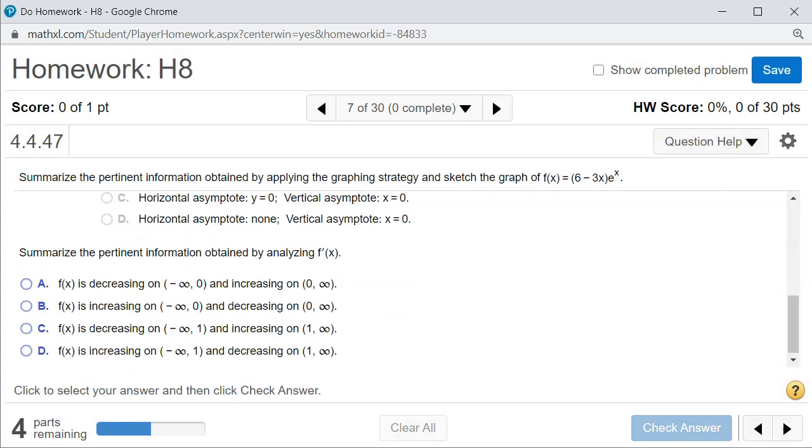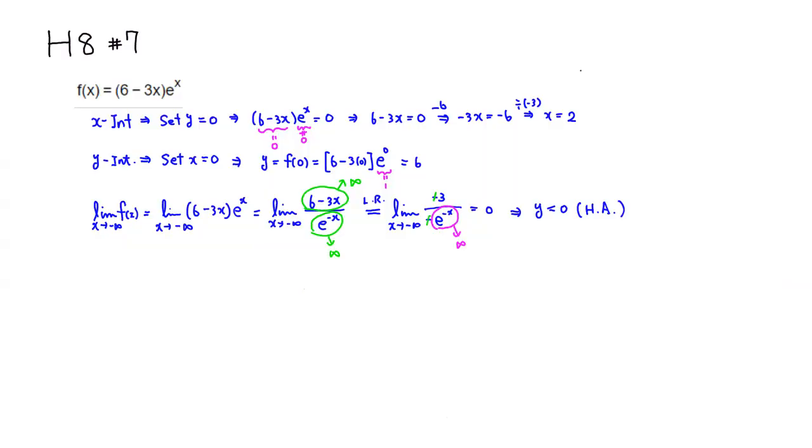All right, summarize the pertinent information about the f prime. So here, we have to take the derivative. All right, so let's look at that. First, since 3 and 6 have a 3 in common, I'm going to factor 3 out of there. So you have 3 times 2 minus x times e to the x, right? It's just easier when you take the derivative, so you simplify first.